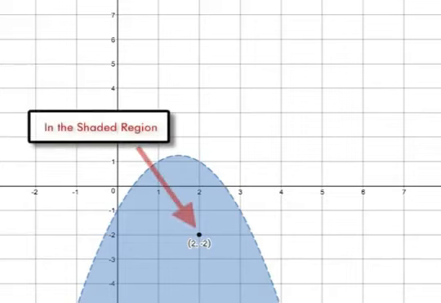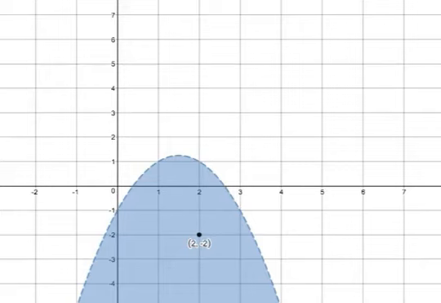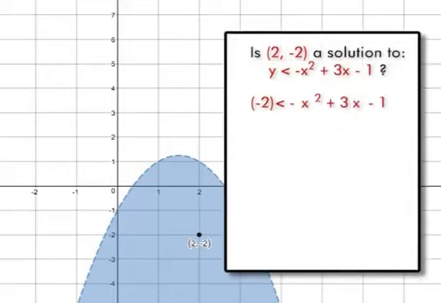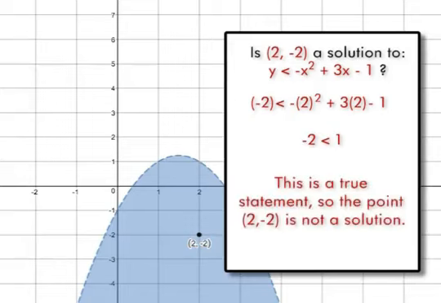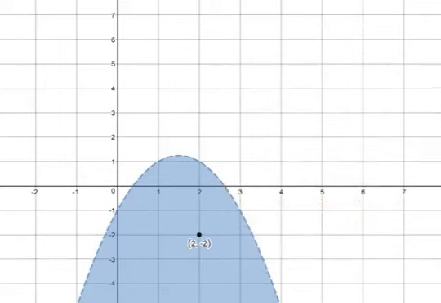Graphically, I can see that this does lie in the shaded section of the inequality, so it is going to be a solution. Let's check that algebraically. If I substitute in negative 2 for y and positive 2 for x, I simplify the right-hand side, and just as we've done with all these others, it simplifies to 1. So I'm left with the expression negative 2 is less than 1. Well, that is plainly true. Negative 2 is indeed smaller than 1, and so we can see that that statement is true, and the point 2, negative 2 is a solution to the inequality.